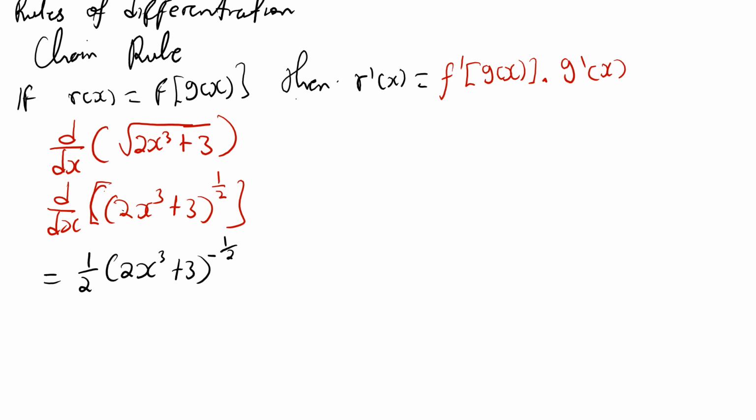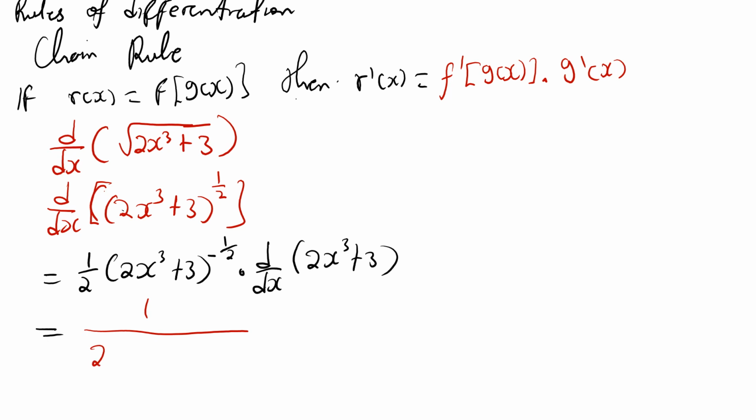Then we multiply with the derivative of what we have inside, which is 2x cubed plus 3. So this is going to give us 1 over 2. Or let's write this in a positive exponent. It will be 1 over 2 into 2x cubed plus 3 raised to the exponent 1 over 2, multiplied by the derivative of 2x cubed plus 3, which is going to give us 6x squared.